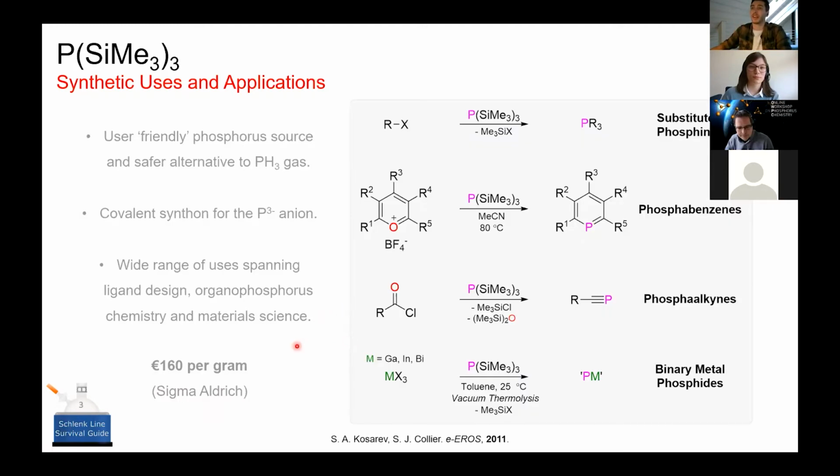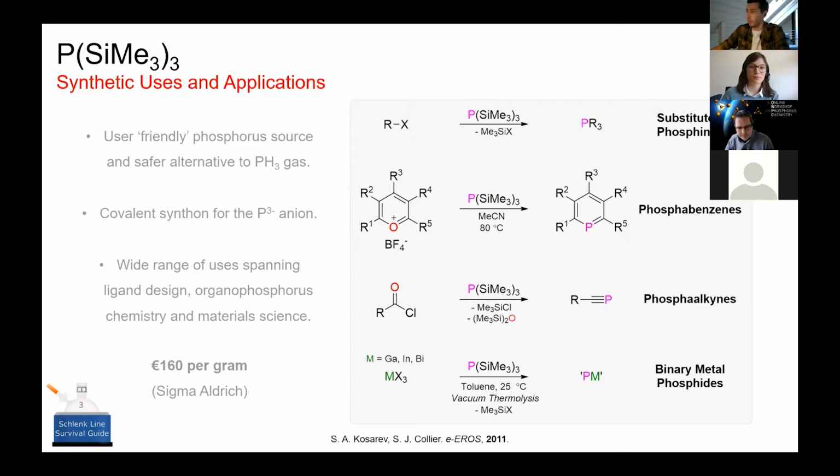Regarding some of the synthetic applications, there's a few different methods. There's a whole range of examples, and I've chosen a few. The first is that we can use tris-trimethylsilyl phosphine to prepare substituted phosphines. In this case, we have a nucleophilic phosphorus source, which allows us to use easier to handle alkyl or aryl halides as our electrophiles.